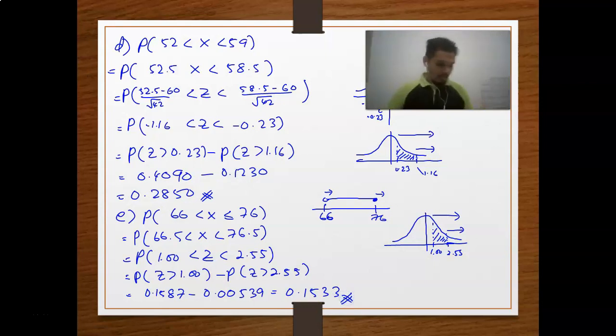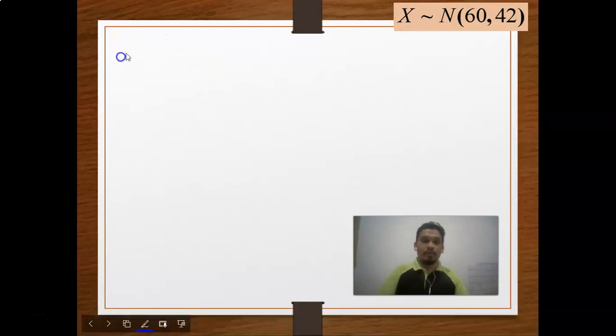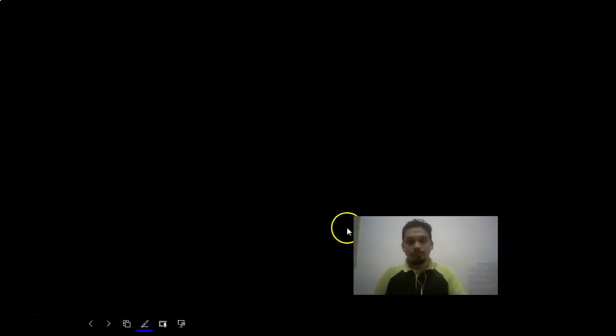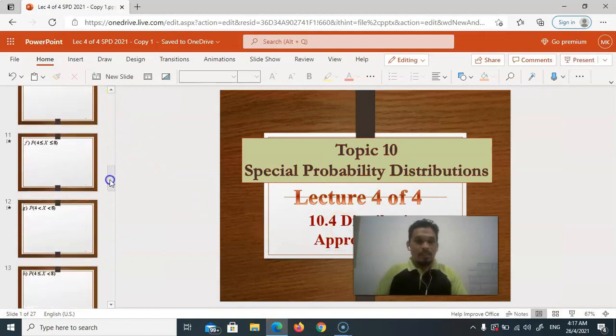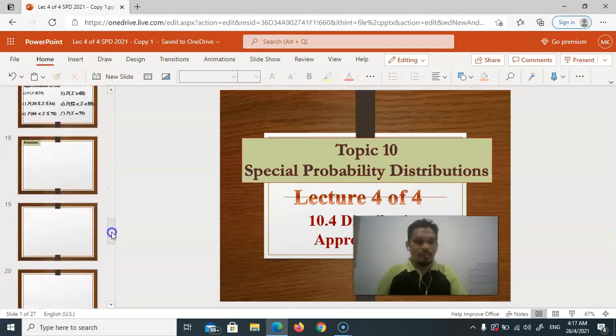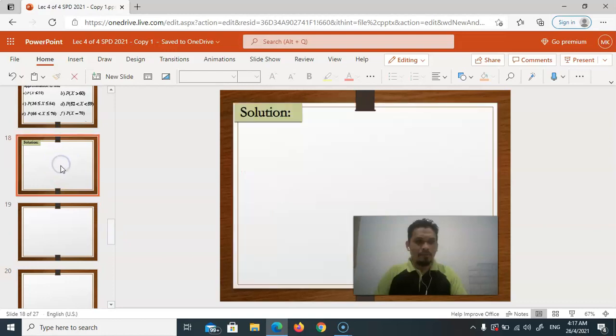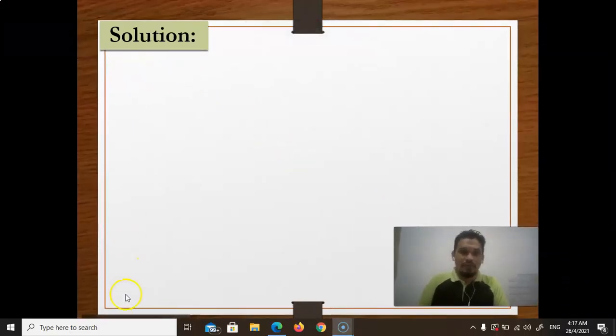Okay, class, for question F, sorry. I have no idea what's happened here now, but let's continue with the equation F. Okay, I continue with the equation F here.